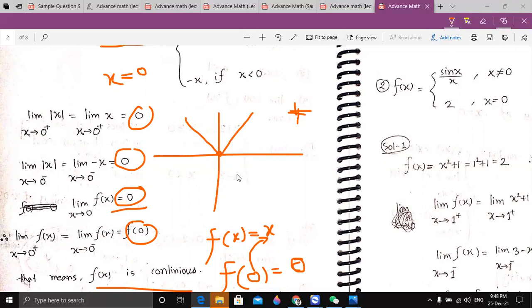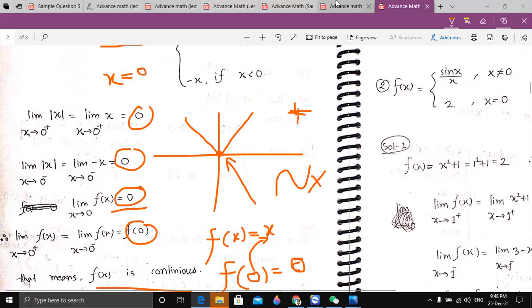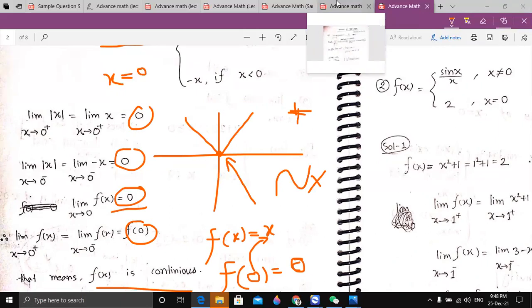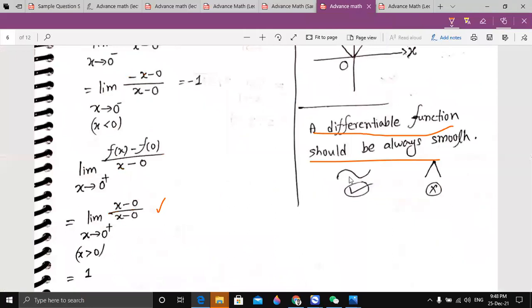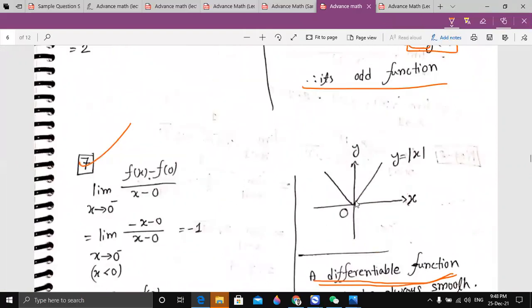So you see here, there is a corner, right? So this function is not smooth. That's why this function is not differentiable. So you see here, a differentiable function should always be smooth. But here is some corner, so it is not differentiable.